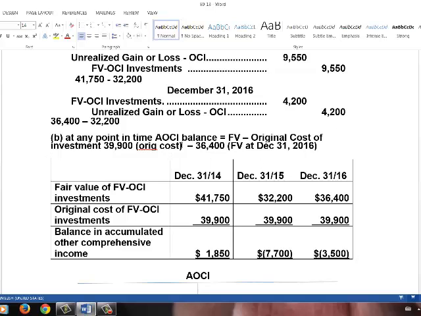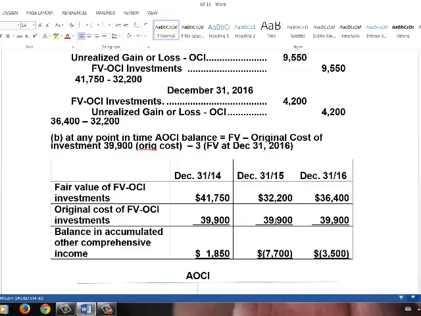So the AOCI balance at any point in time is the difference between the original cost and the balance in the account that you want to find it at. If I was looking at this, I would say the difference between the cost and the balance at the end of 2016 is $3,500. So my AOCI balance at the end of 2016 should be $3,500, right? Now, what if I wanted that balance at the end of 2015? Well, my original cost was $39,900, and my fair value at the end of 2015 was what?